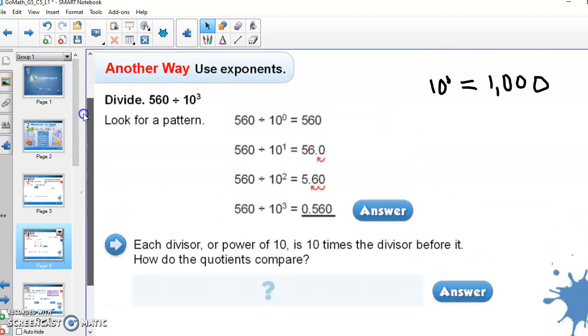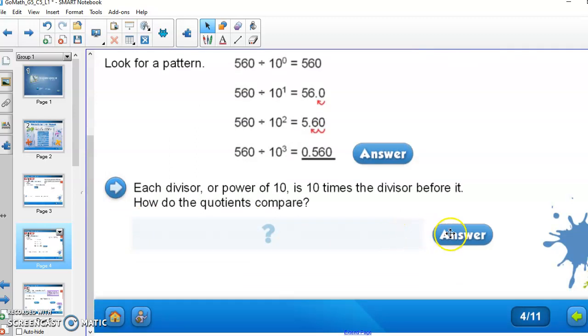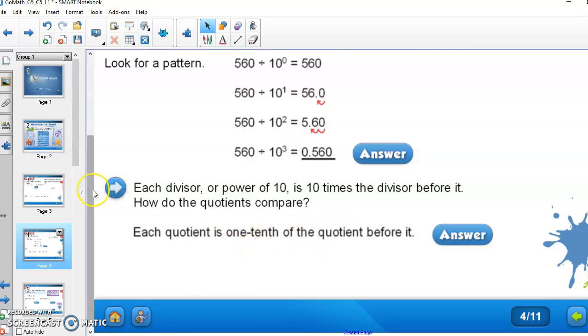Well, if you look at the quotients, each quotient seems to be 10 times smaller than the quotient that came before it. So 56 is 10 times smaller than 560. 5 and 60 hundredths is 10 times smaller than 556. So each one seems to be 10 times smaller. Another way to say that is each quotient is 1/10 of the quotient that came before it.